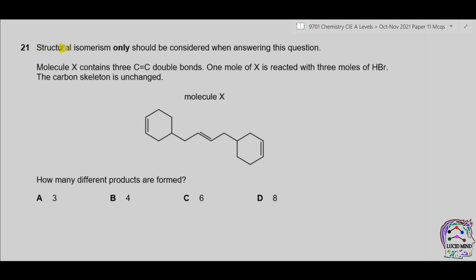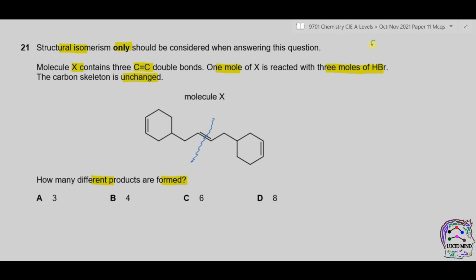Question 21. Structural isomerism only should be considered when answering this question. Molecule X contains 3 carbon-carbon double bonds. 1 mole of X is reacted with 3 moles of HBr. The carbon skeleton is unchanged. How many different products are formed? As we can see that the molecule is symmetrical on both sides, so therefore we can draw 1/2 of it.